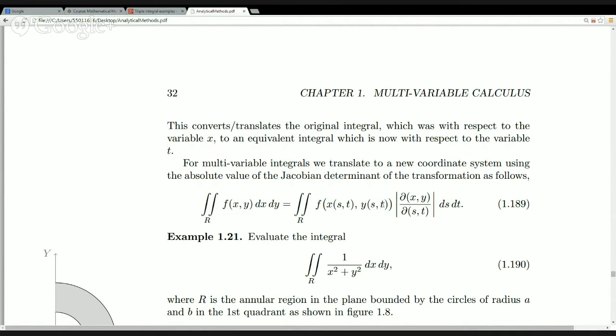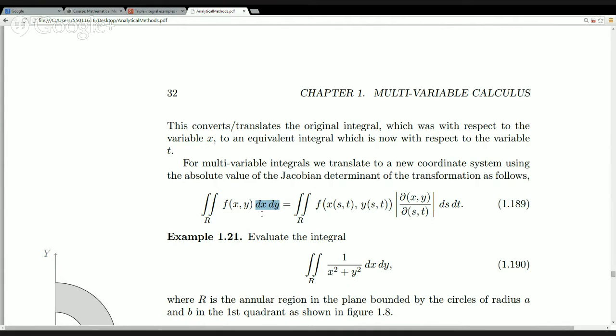So you translate the function f, and you replace the differentials dx dy with ds dt, but then there is an extra factor as well. This extra factor is needed to account for the different way in which the new variables s and t might measure area, compared to the standard, uniform way that the variables x and y measure area.